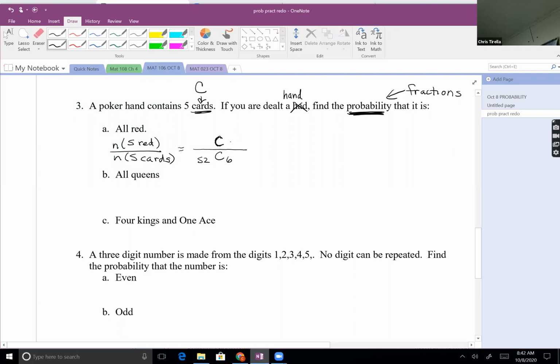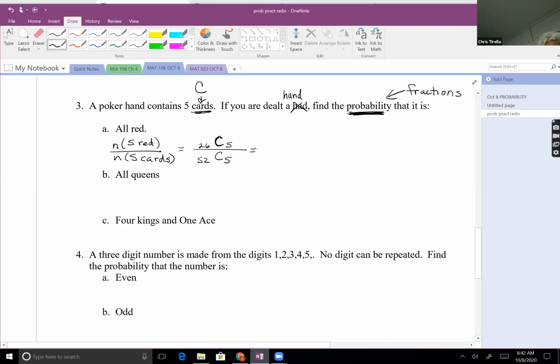And then, why did I put a 6 there? I don't want 6 cards, I want 5. Sorry about that. And now I'm picking 5 cards, and if I just want red cards, well, half the deck is red, so that would be 26 combination 5. These are both going to be pretty big numbers.